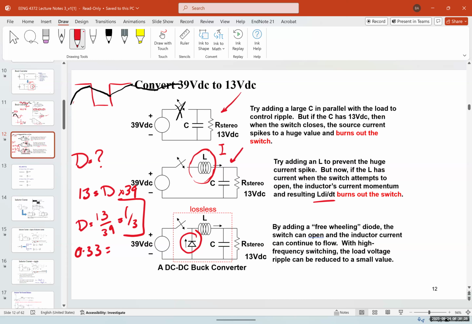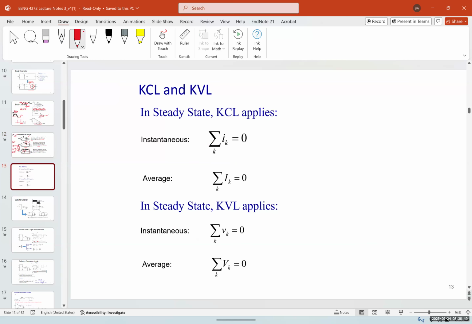So just to summarize, adding the capacitor creates a huge surge in the current. Adding the inductor creates a huge surge in the voltage. L di/dt is the voltage, technically. And adding the diode controls the current and voltage and prevents it from burning.